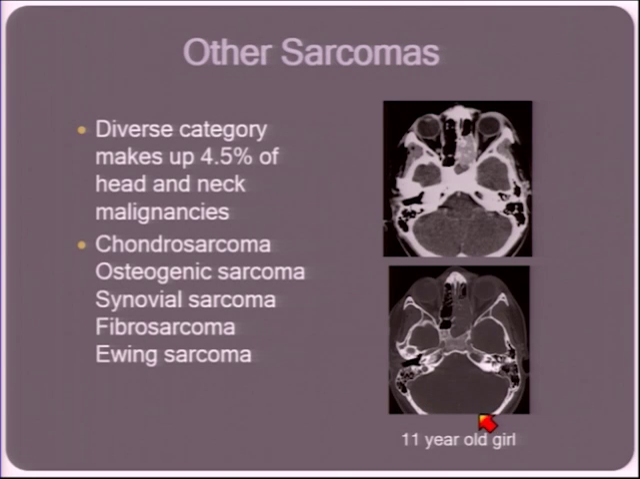Other sarcomas are a diverse category making up to 5% of head and neck malignancies. Most commonly, we'll see osteosarcoma and Ewing sarcoma, but we can see these other tumor types. Here's an 11-year-old girl with an ethmoid sinus chondrosarcoma. You can see the ring and arc calcifications that are consistent with chondroid tumor matrix.